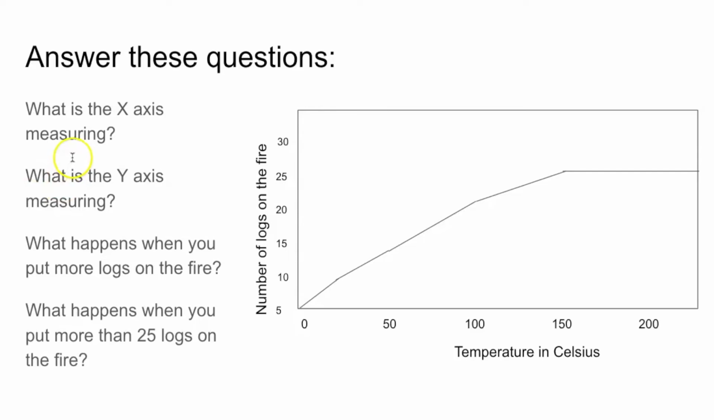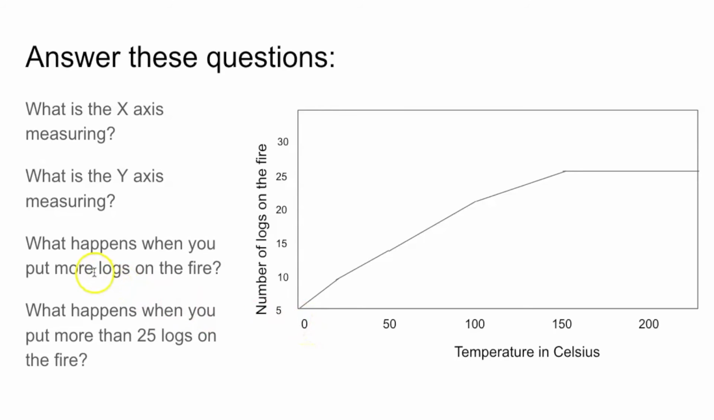So what is the x-axis measuring? The x-axis is measuring the temperature in Celsius. The y-axis, what is the y-axis measuring? The number of logs on the fire. So this is just made up, but it's an example of how to read a graph.